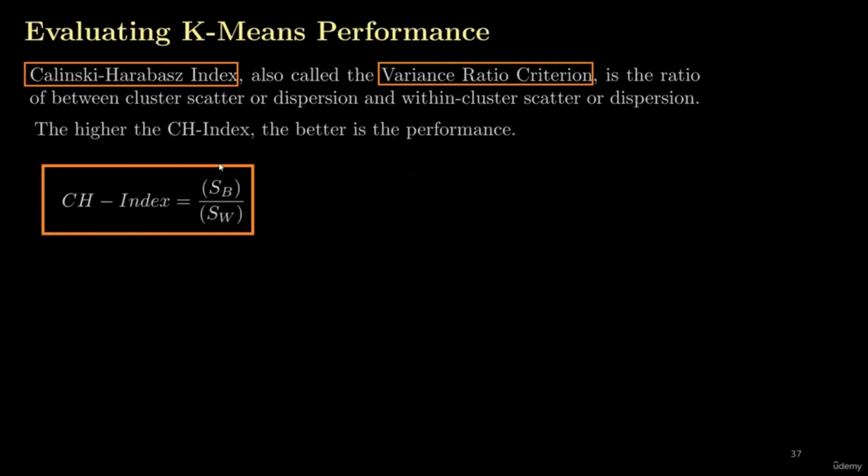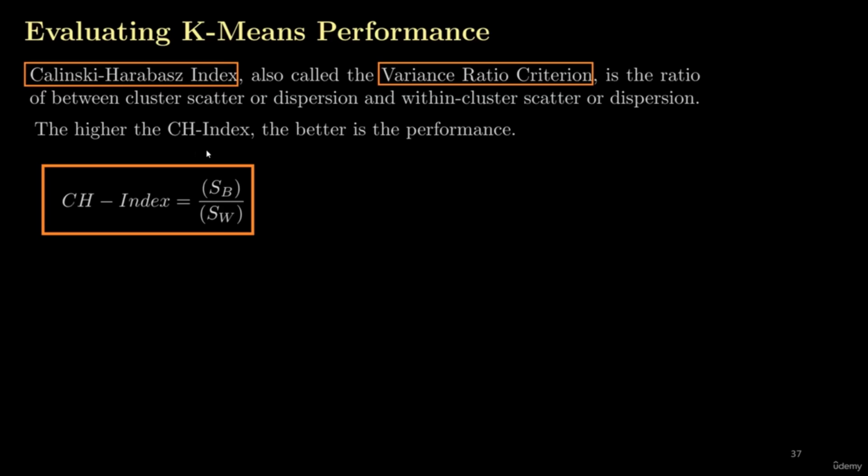So this evaluation starts when your algorithm has converged, or you are done with K-means clustering. When you are done with K-means clustering, you need to calculate the index known as the CH index. It is known as the Calinski-Harabasz index, and in short, you can remember it as the CH index. This is also known as the variance ratio criterion. It is the ratio of two matrices: the scatter matrix between the clusters and the scatter matrix within the clusters. So we have to calculate these two matrices in order to find the CH index.